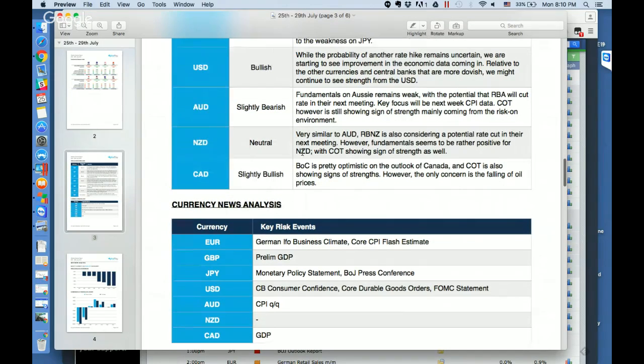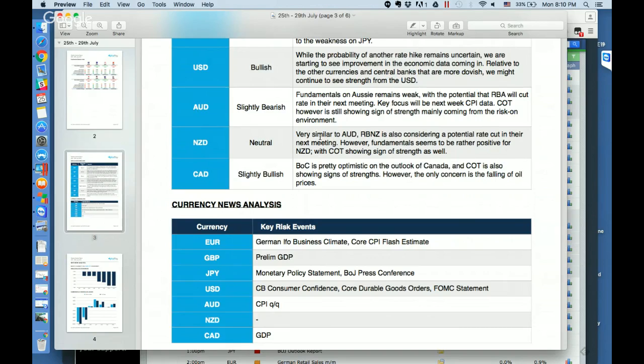Kiwi for this week itself, you look at Kiwi's events, there's not much news. In fact, there's no high impact news itself. So the thing is, this pair itself will follow pretty tightly with Aussie. So if there's weakness coming from Aussie or even China, Kiwi itself might be affected as well.